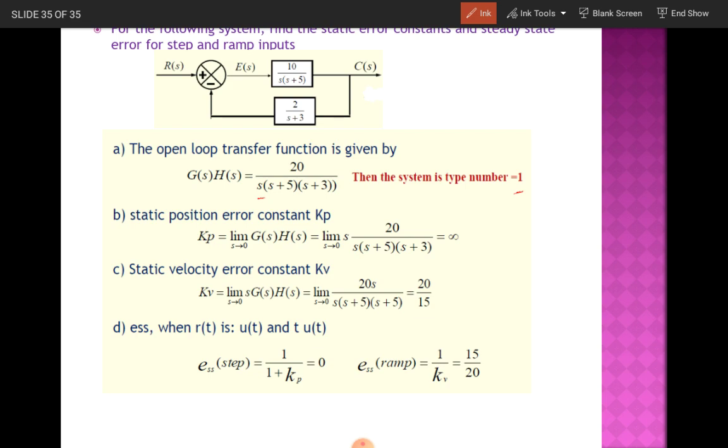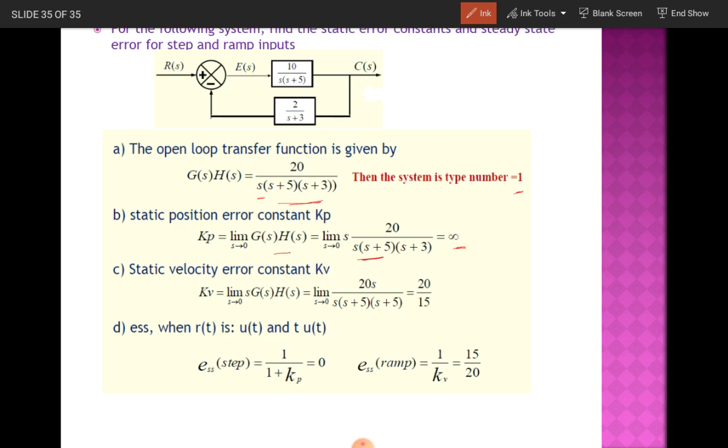So for a type 1 system, we have to find out for a step input what the error constants are. We know the static error constant Kp equal to limit s tends to 0 of G of s H of s. So here this is the term for G of s H of s. Wherever the s term comes, replace it with 0. Something divided by 0, you will get infinity. So the Kp value is infinity.